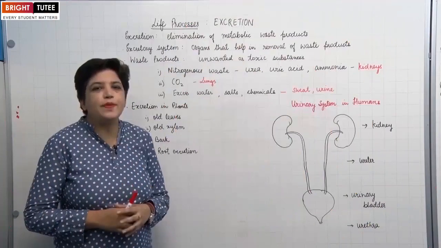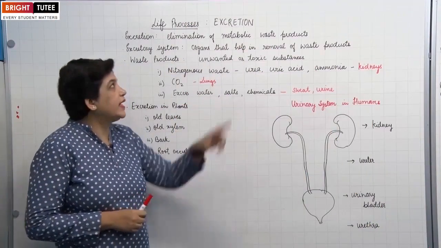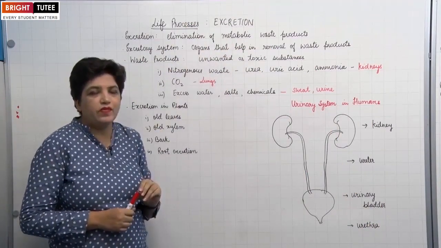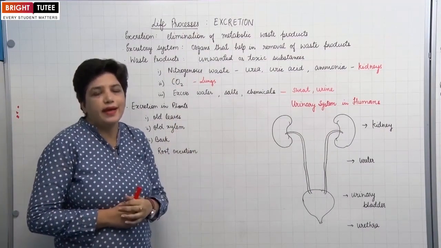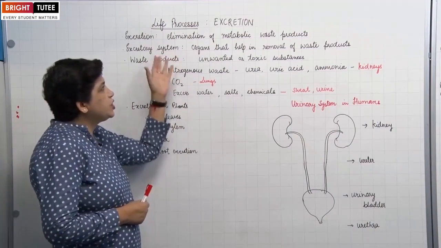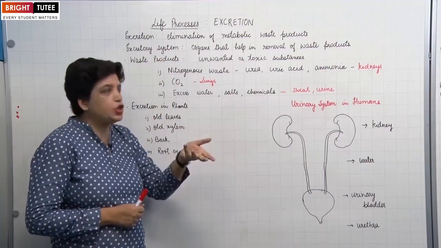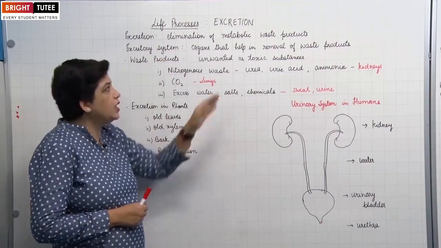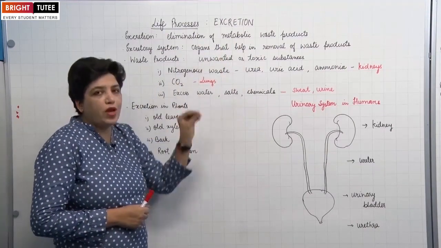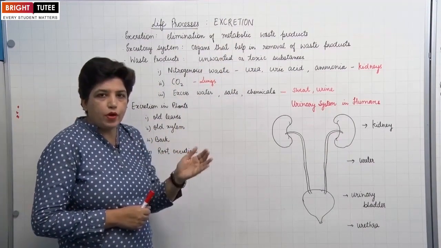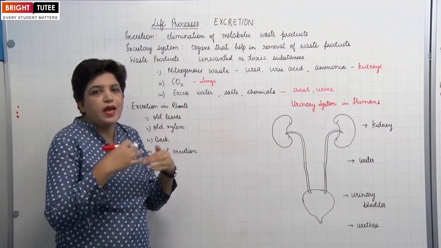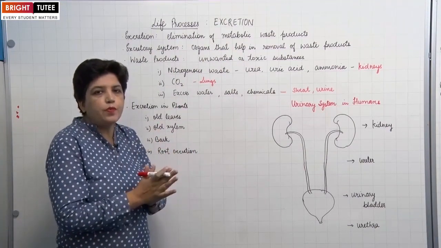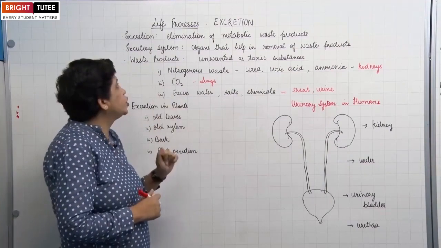Now we'll study about the next life process, that is excretion. We studied about nutrition, respiration, transportation, now excretion. Excretion is actually the elimination or removal from the body of all the metabolic waste products. All the byproducts which are made in the body during metabolic processes have to be removed. That process is known as excretion.